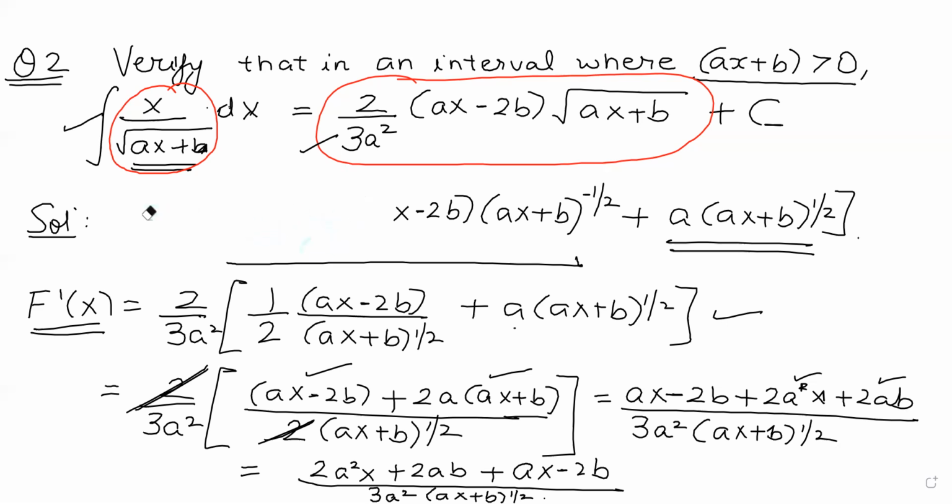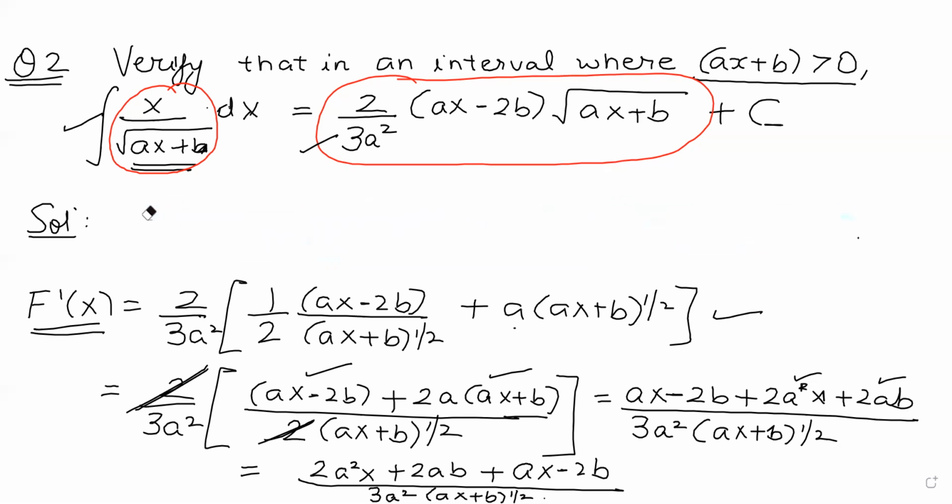So again, I'm erasing the initial part of the solution. Let's see what can possibly be taken as common. In this case, I can take 2a square common, and I'm left with x plus b. I think this is what we are left with. And in ax minus 2b, I think we cannot take anything common. So let's not, just give me 1 minute.